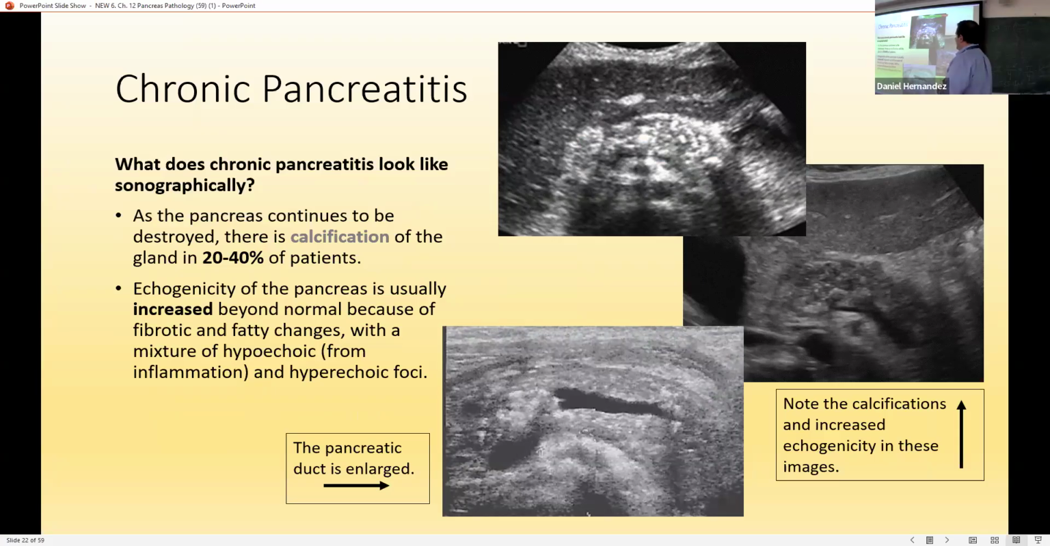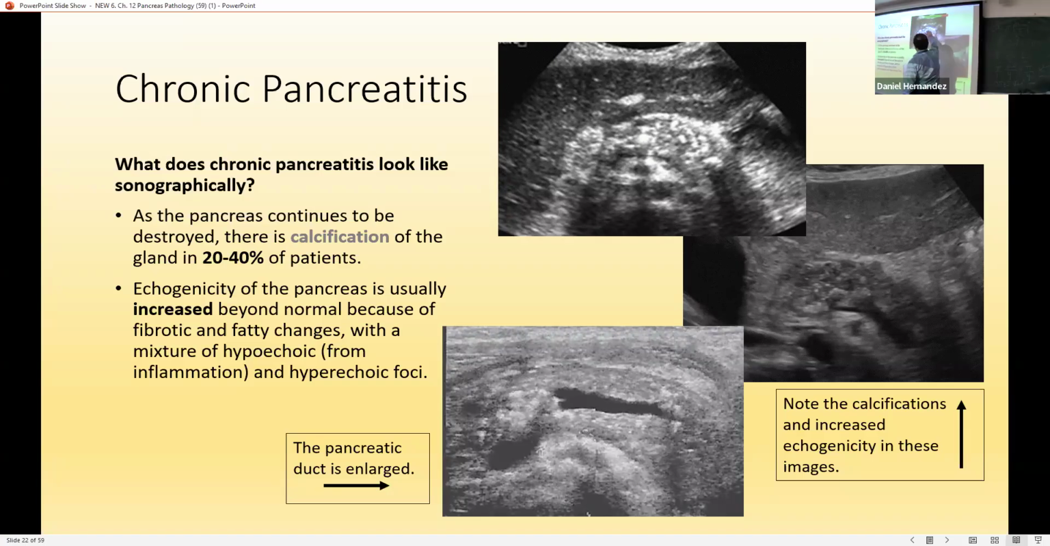As the pancreas continues to be damaged, a good percentage of them will develop calcifications within the pancreatic gland. So we can see some focal echogenic areas. This is a pancreas that's very echogenic with a lot of calcifications scattered through it. Just to get your bearings, your landmarks, there's your SMA, and then you can see the pancreas going anterior to the SMA.